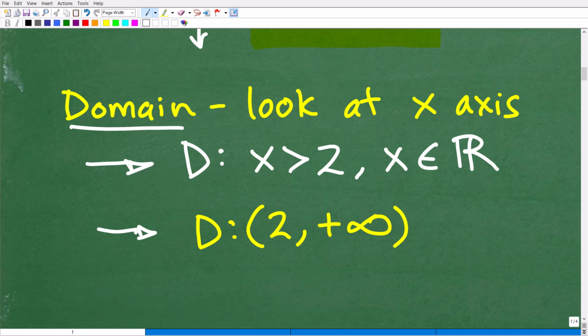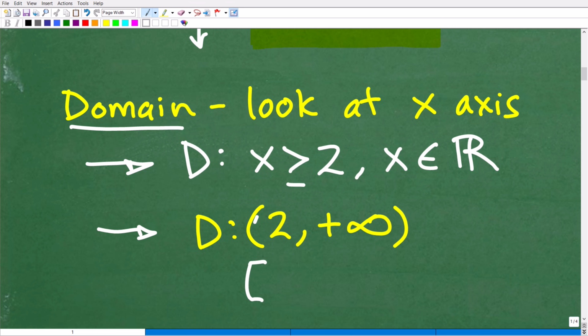Another way you can do this, as I indicated in the beginning of this video, is by using something called interval notation. This is probably more commonly used in more advanced mathematics. Now, I really don't want to explain interval notation. It's not that difficult, but basically, if it's greater than but not greater than or equal to, we're going to use a parenthesis. If it's greater than or equal to, we would use a square bracket.